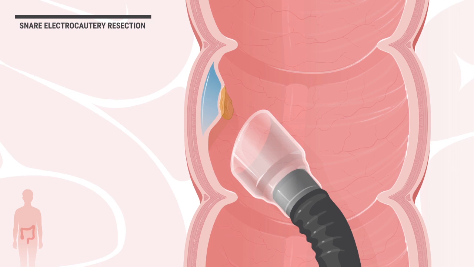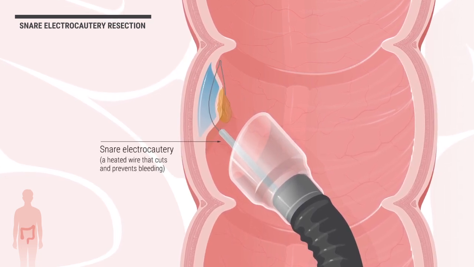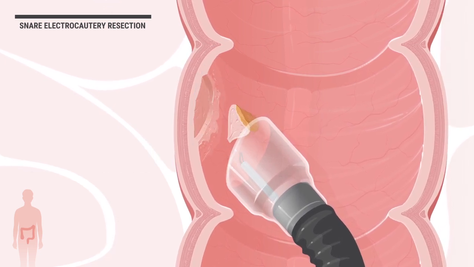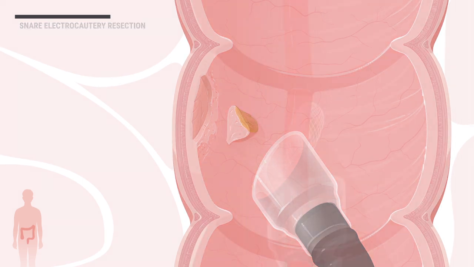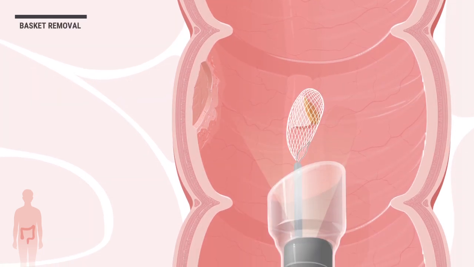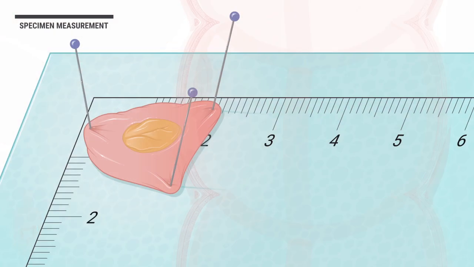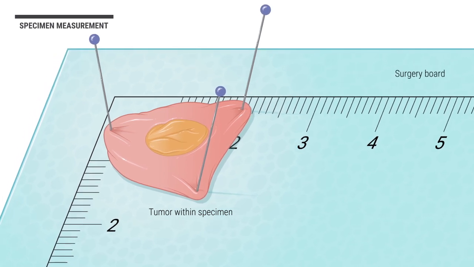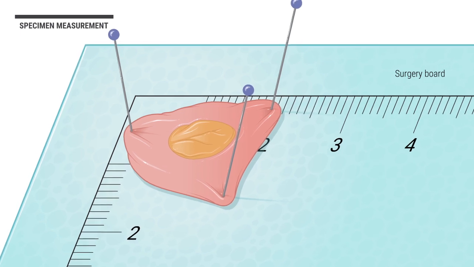Next, the doctor introduces a snare through the colonoscope and places it around the elevated tissue. The snare is tightened around the tissue, resecting the tumor or polyp and deep submucosal tissue from the colon wall. The resected tissue is placed into and removed with an endoscopic basket, after which the specimen is pinned and measured on a surgery board, collecting essential data about the specimen, which is sent off to the pathology lab for analysis.